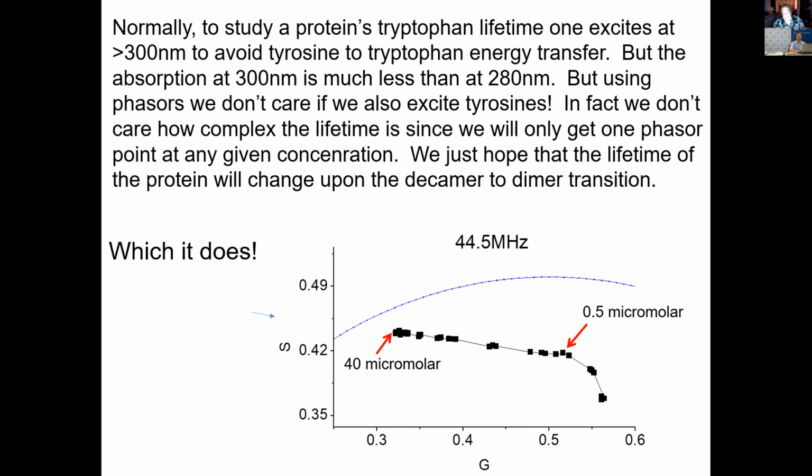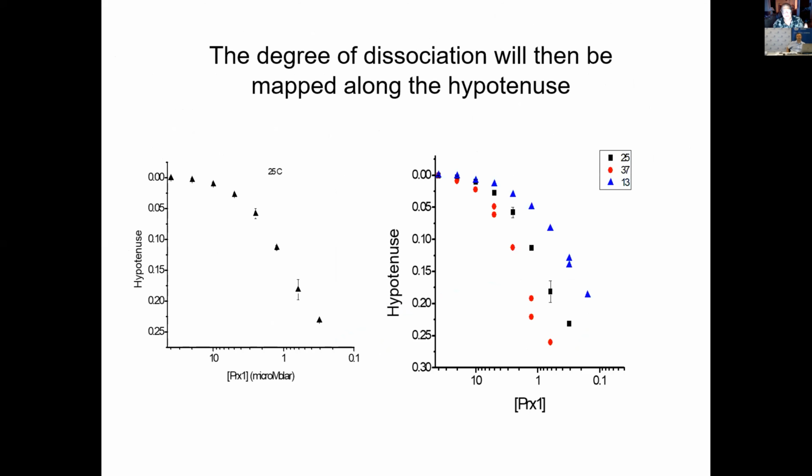And it does. And you see here at one frequency modulation going from 40 to 0.5, we get a nice trend. Actually, I thought that going below that, where it dips down below the line, was due to dimer monomer, but I'm told from my colleagues in Uruguay that this actually was due to the background not being so clean and pulling it over. In fact, you'll hear in Enrico's talk how autofluorescence in cells can show up in these phasor plots. And it's very easy to map the dissociation along the hypotenuse.